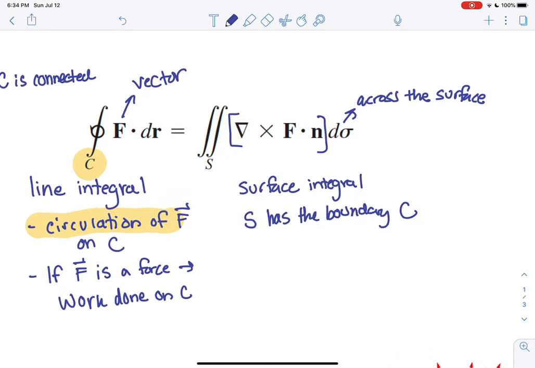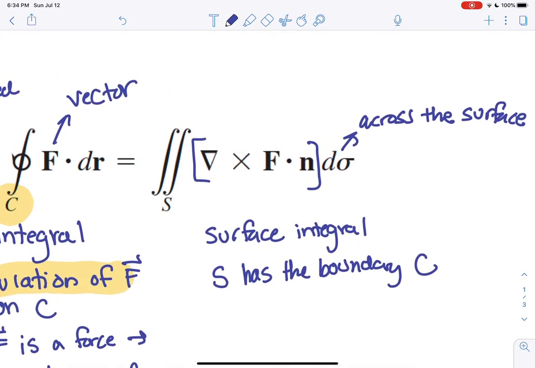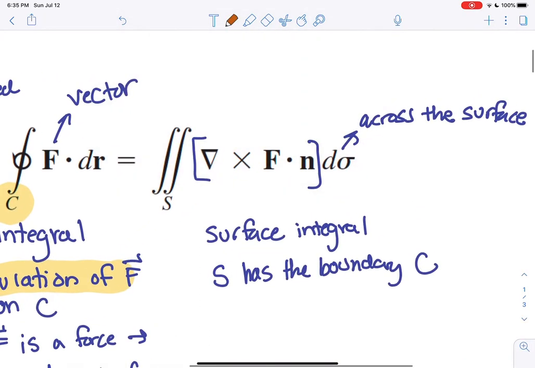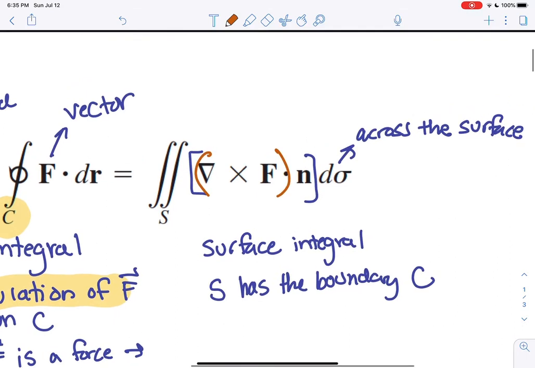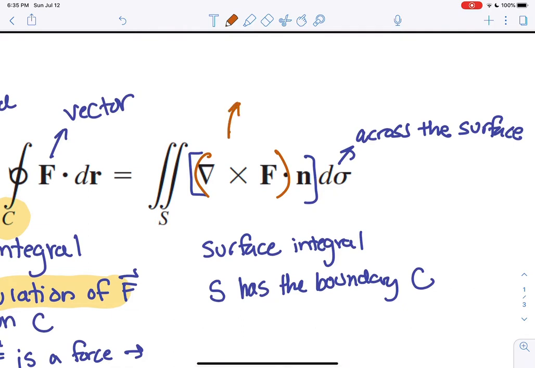Now we just need to dissect the integrand of the right-hand side. This operator right here, the del operator crossed with F, is called the curl of a vector field. So del cross F is the curl. We'll take a look more at what that means in a second. Of course, dotted with it is just the normal to the surface, the normal vector to S. So that's all we're looking at.